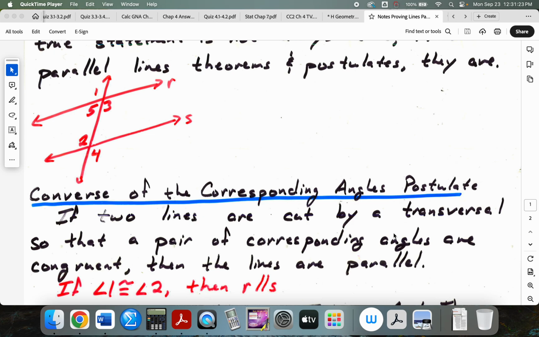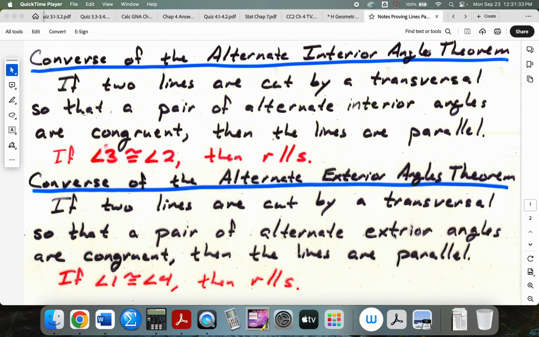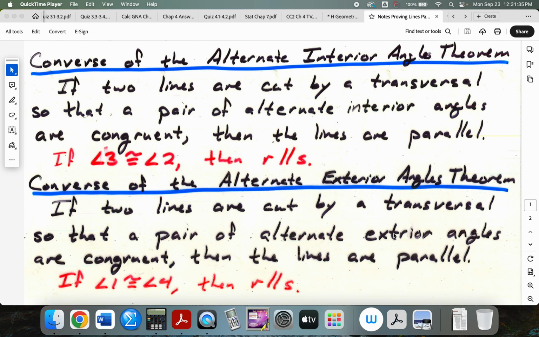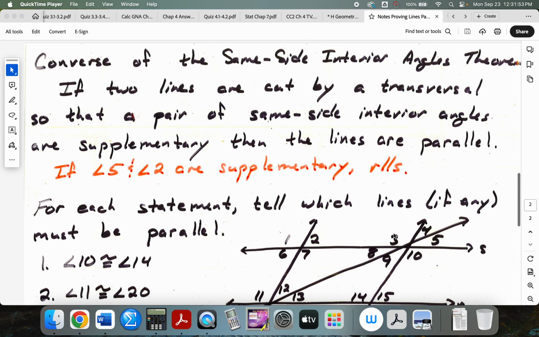So in this diagram, if angle 1 and angle 2 are congruent, R and S have got to be parallel to one another. And then all the other ones work the same way, except those were theorems, so the converse will also be a theorem. So if two lines are cut by a transversal so that a pair of alternate interior angles are congruent, the lines are parallel. Or if the alternate exterior angles are congruent, then the lines are parallel. Or, on page 2, if the same side interior angles are supplementary, the lines have got to be parallel.